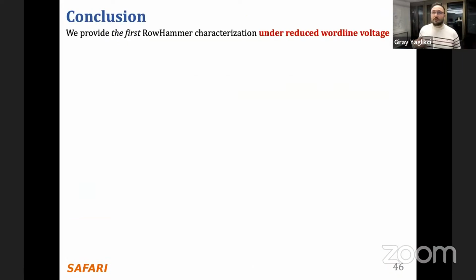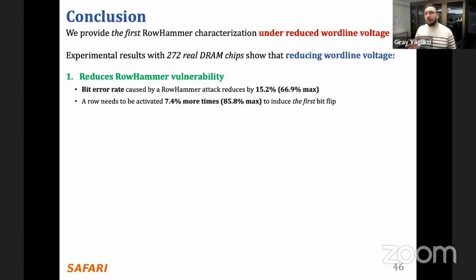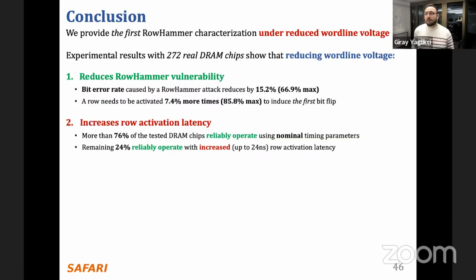To conclude, we provide the first RowHammer characterization under reduced wordline voltage, with experimental results from 272 real DRAM chips, showing that reducing wordline voltage reduces RowHammer vulnerability, meaning that it reduces the number of DRAM cells that experience RowHammer bit flips, and also increases the number of activations you need to induce the first bit flip. So it makes a RowHammer attack harder to perform. At the same time, reducing wordline voltage increases the row activation latency. More than 76% of the tested DRAM chips reliably operate using nominal timing parameters, even though the activation latency is in fact increased, and the remaining 24% can still reliably operate if you increase the row activation latency.